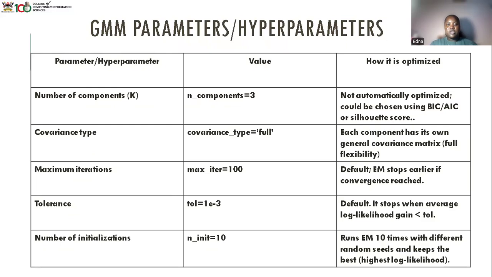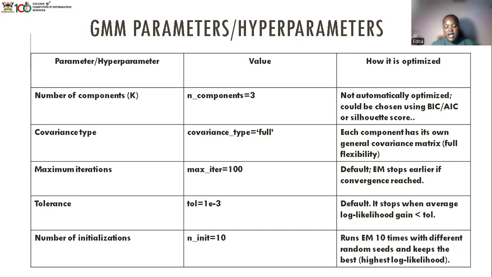Moving on to our GMM parameters, we have the number of components K, which is given a value of 3, which is validated by the BIC curve, hence showing us that a lower BIC means a better balance between the model fit as well as the complexity. Moving on, we have the covariance type, whereby our value is full, meaning that each Gaussian component has its own independent covariance matrix.